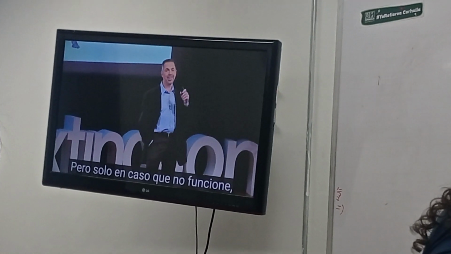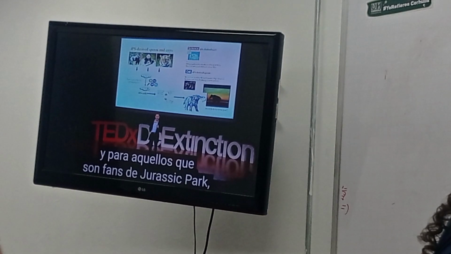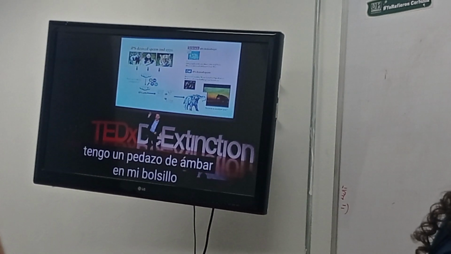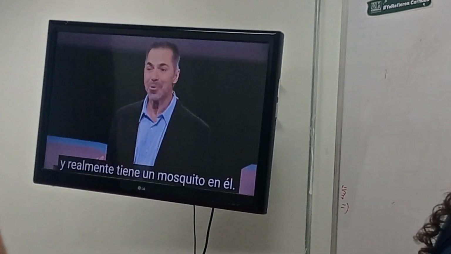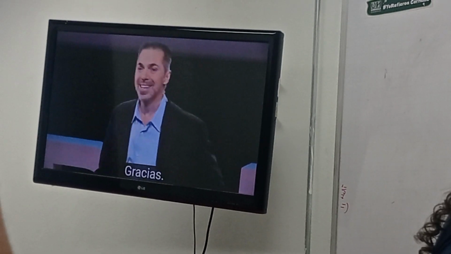But just in case that doesn't work, and for those of you who are Jurassic Park fans, I actually have a piece of amber in my pocket, and it really does have a mosquito on it. So, thank you.